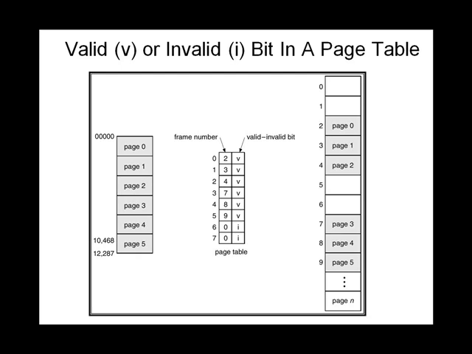We go to the 6th page. Page 6 is represented in the page table, but the protection bit is I, so invalid. So page 6 is not present in the physical memory. Here page 0, page 1, page 2, page 3, page 4, page 5 are present in the physical memory, so the protection bit is represented as V. Pages 6 and 7 are not present in the physical memory, so the protection bit is I, which represents invalid.